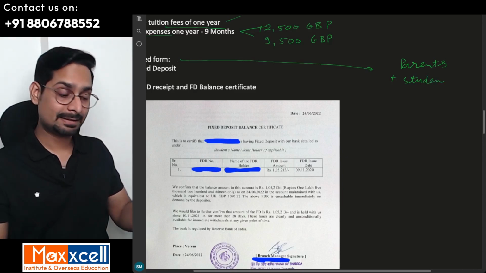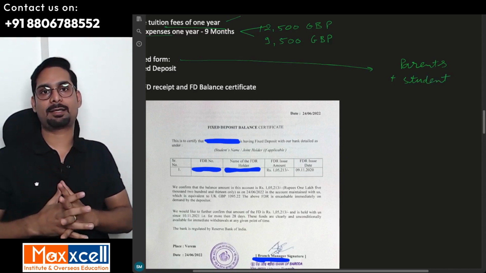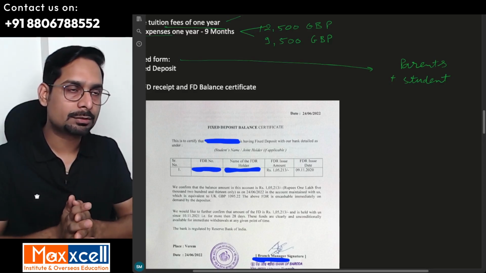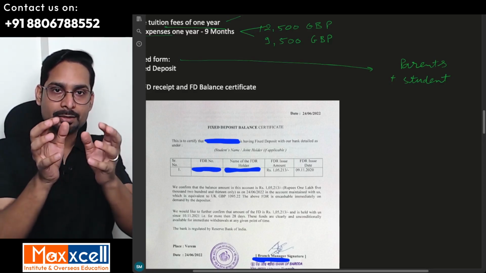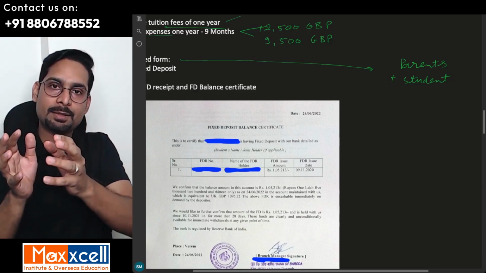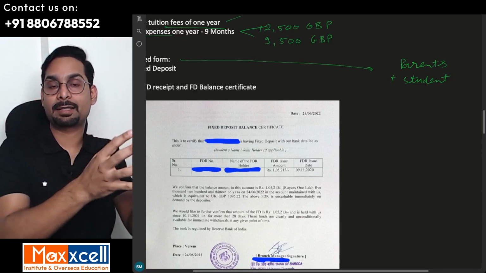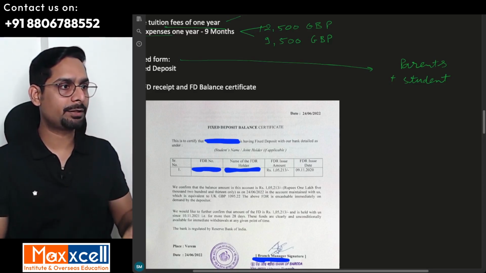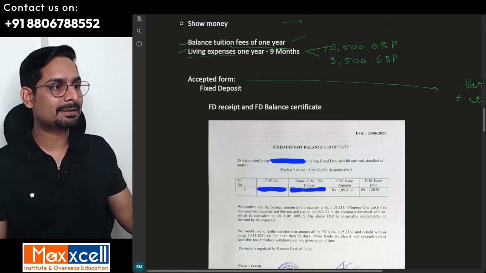It's not necessary that all the funds have to be in one bank account or in one bank. If you are the applicant who's watching this video, some part can be in your bank account, some part in your mom's bank account, some part in your father's bank account. Club them together, this is the fund which you need to show: the balance tuition fee plus living expenses.